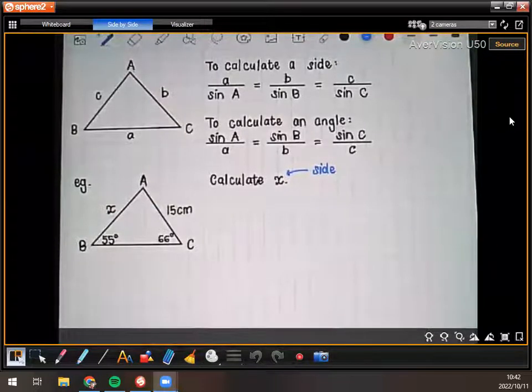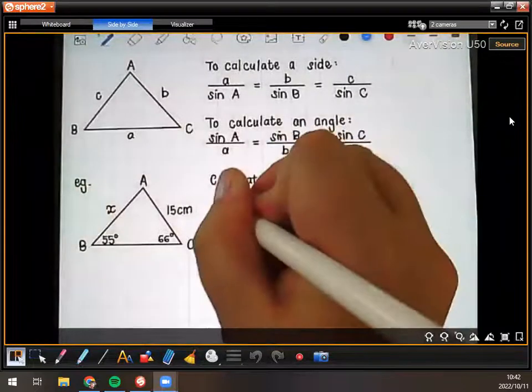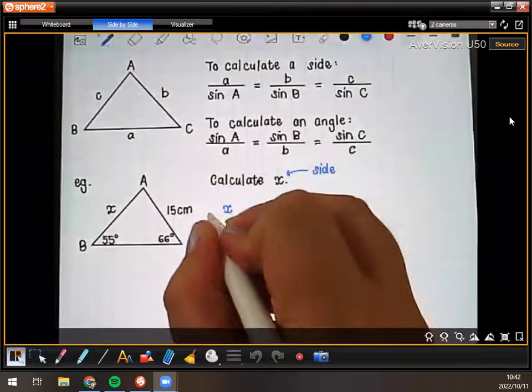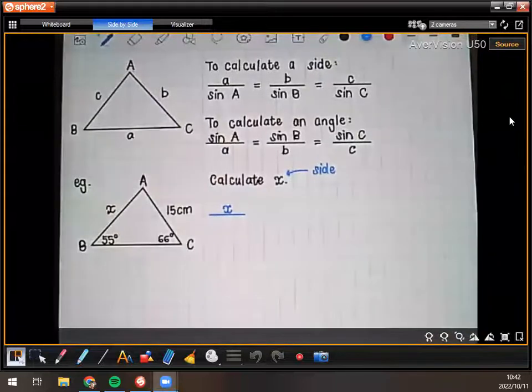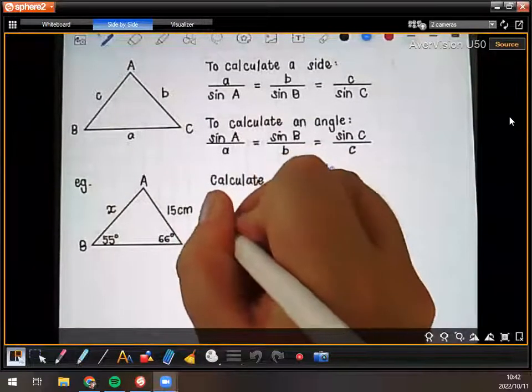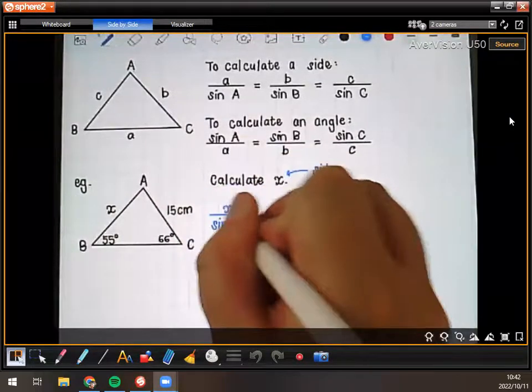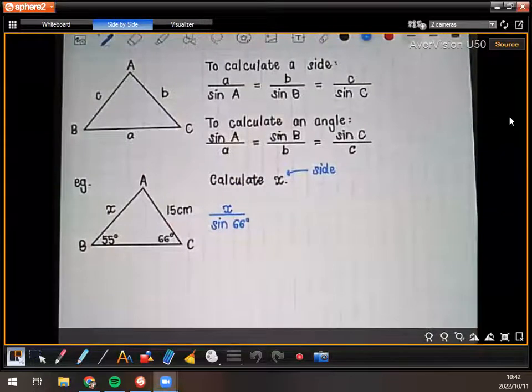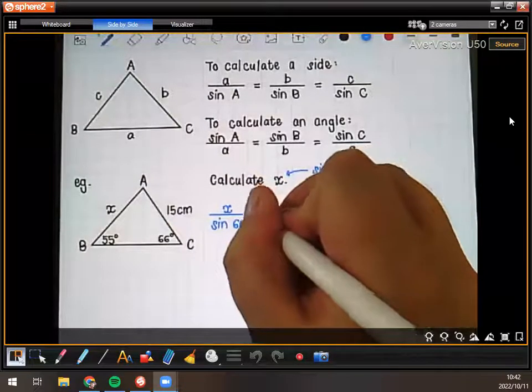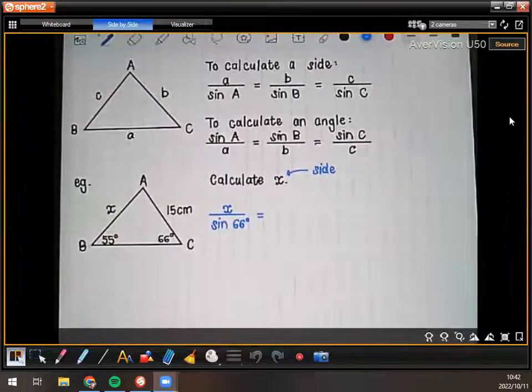Alright, so the side that we want to find is x. So I'm going to write x over. Now guys, we need to ask ourselves which angle is opposite x? 66. So we're going to put it over sine of 66 degrees. Right. In a fraction, it's always a side and the opposite angle in one fraction. And that is now equal to, now guys, when you are working with sine rules, you need to have one pair of the side and the opposite angle that's given.